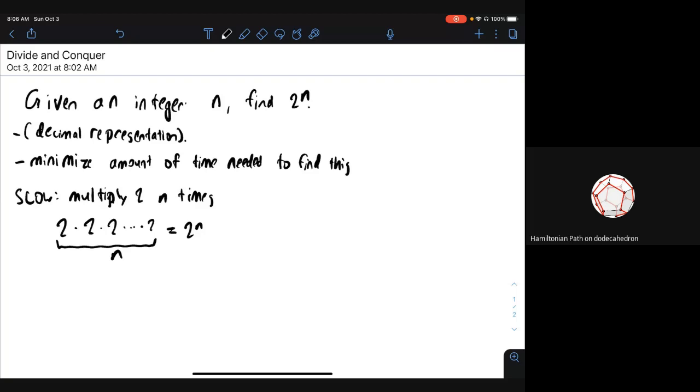If you don't want to make that assumption, you can also just say that we want to find 2 to the n mod some large prime, like 10 to the 9 plus 7. But for ease of conceptualization, we'll just pretend that we have enough memory to store the result. But yeah, if we want to do this in a slow manner, you can just multiply 2 n times and you get the result.